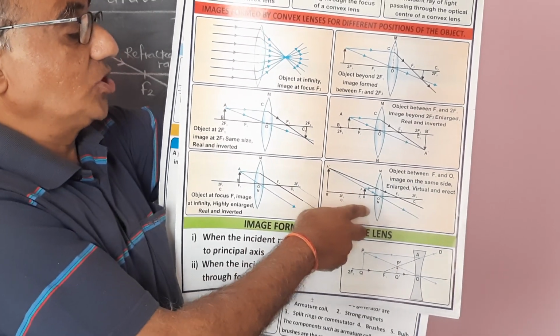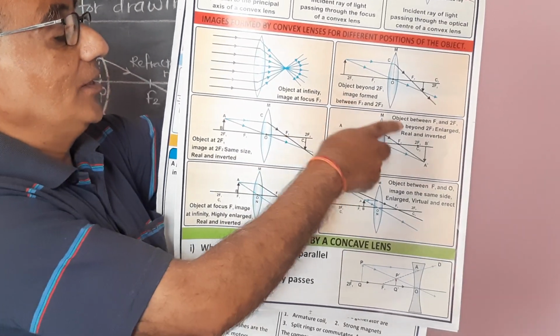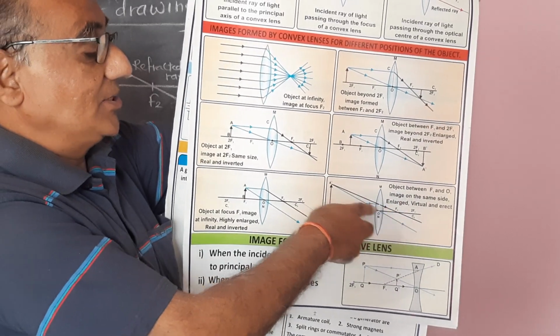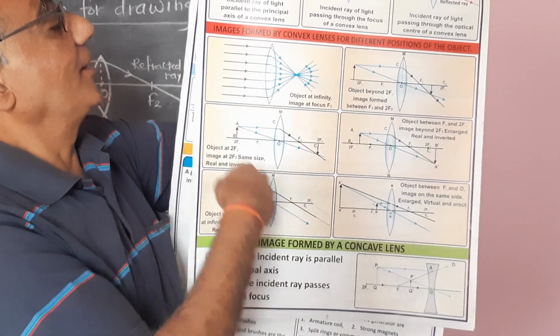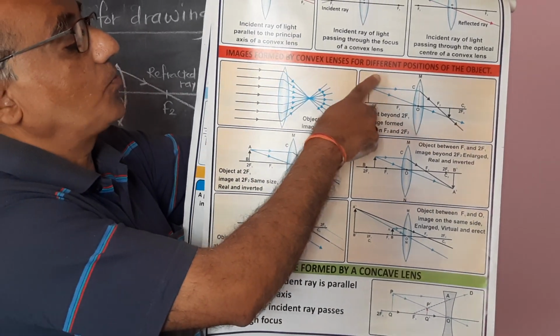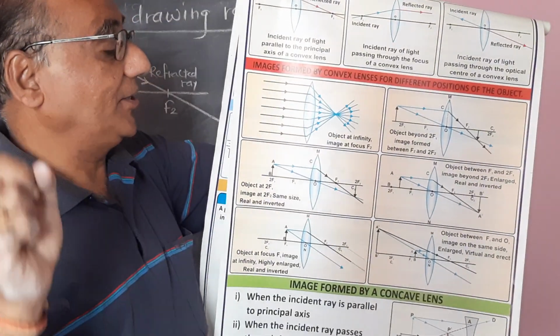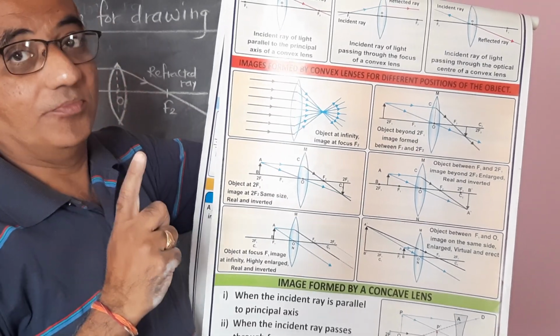In all the first 5 cases we find that the image is real and inverted. But here the image is enlarged, virtual and erect. These are the 6 diagrams of images formed by convex lenses for different positions of the object. Now let us try to draw one ray diagram with the help of this chart.